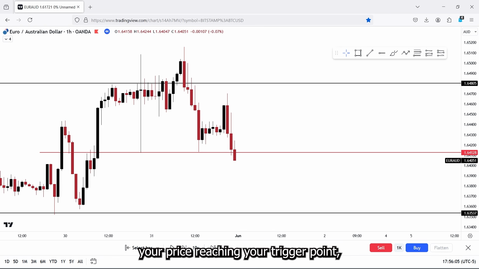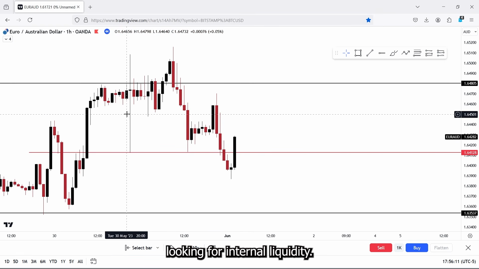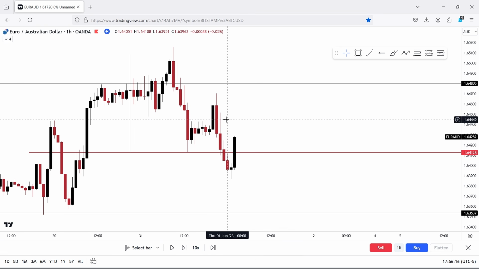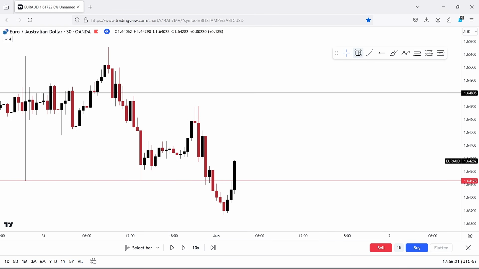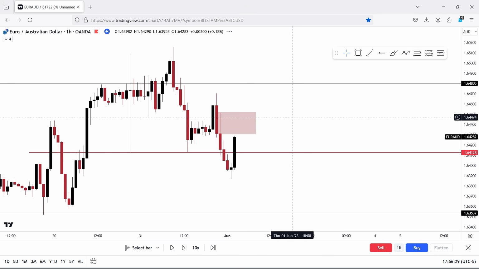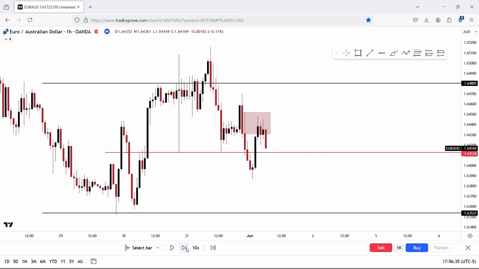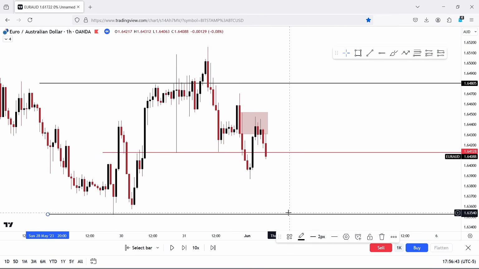So here your price reaching your trigger point. But instead of continuing to the downside, price came back looking for internal liquidity. So obviously you can mark up the extreme of your range right here and expect a rejection right here. Or if you're not comfortable, you can always go on a lower time frame and look for an order block. So use the order block right here. And now that price reached your trigger point again, you're targeting the low of your range.